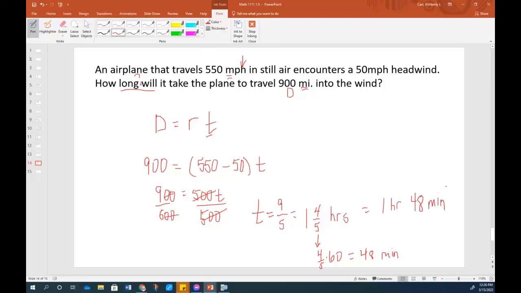And that's where the pilot can come on. Hello, thank you for flying with us. We're encountering a 50 mile per hour headwind, and our travel time will be extended somewhat. We'll be in the air about 1 hour and 48 minutes.